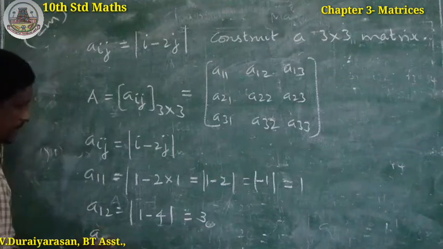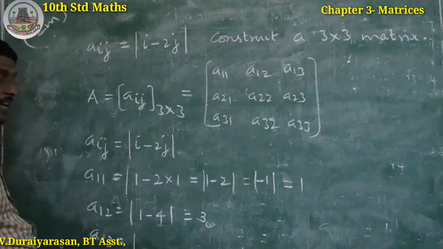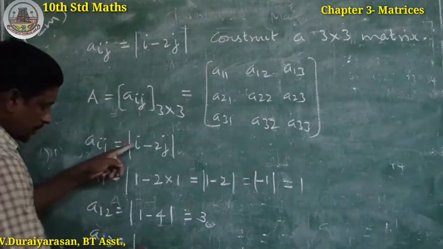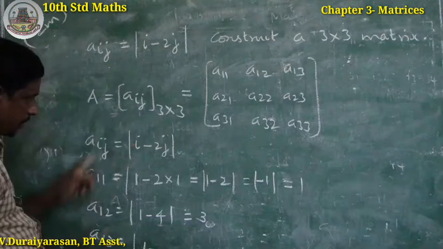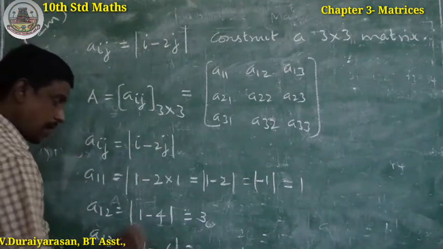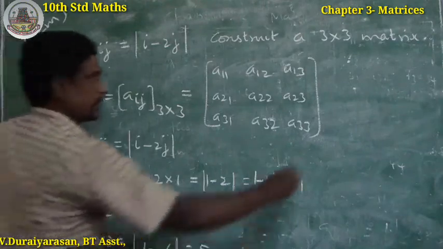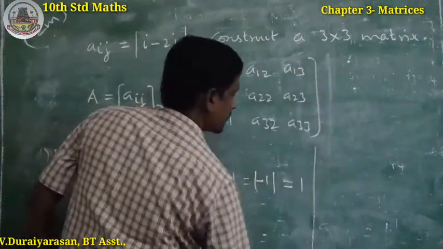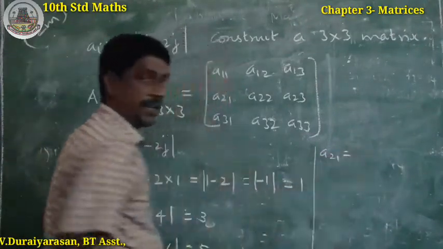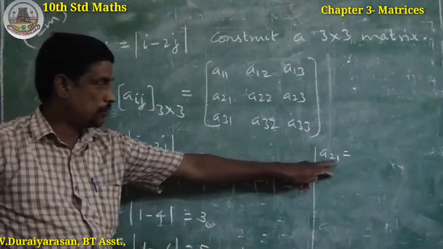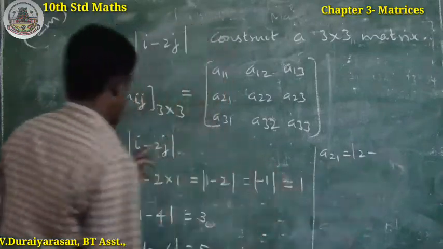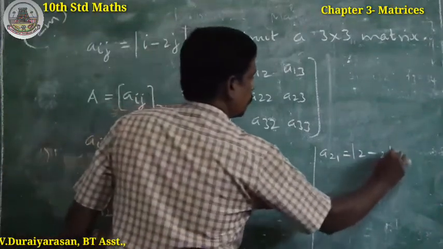Next, A13. i equal to 1, j equal to 3. Substitute i equal to 1, j equal to 3. 2 threes are 6. 1 minus 6 is minus 5. Modulus of minus 5 is 5. Next, A21. i equal to 2, j equal to 1. 1 two is 2. 2 minus 2 is 0.